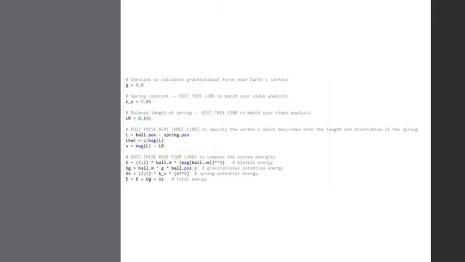Here we also have the gravity constant and the spring constant, which was calculated, and L0, which is the relaxed length of our spring. Following that, we have L, a variable which represents the vector L, the length and orientation of the spring, L hat, which is its orientation. Then we have S, which is essentially the displacement of the spring.